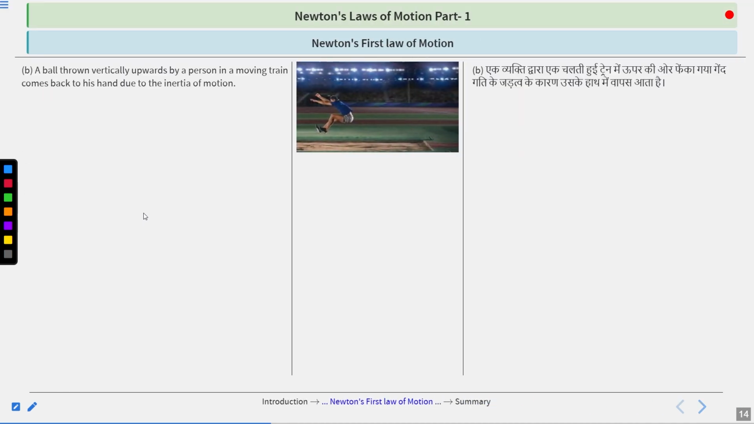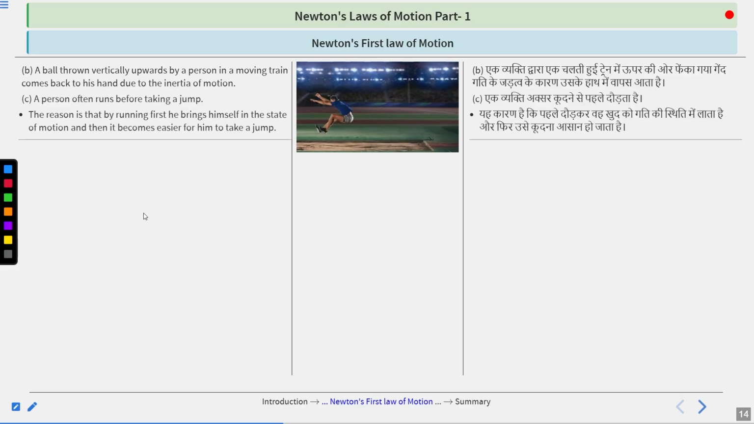A ball thrown vertically upwards by a person in a moving train comes back to his hand due to the inertia of motion. A person often runs before taking a jump. The reason is that by running first, he brings himself in the state of motion, and then it becomes easier for him to take a jump because now he has gained what? Momentum.